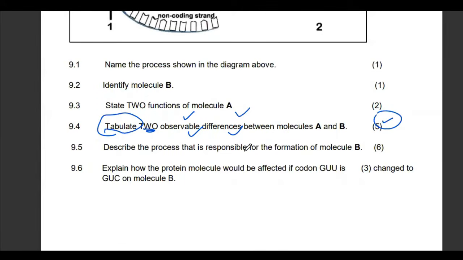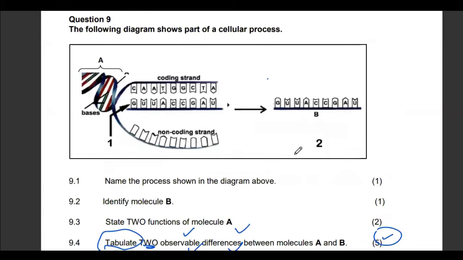Describe the process that is responsible for the formation of molecule B. So here, molecule B is messenger RNA. Why messenger RNA? It's because of this. You see, this is messenger RNA, which has uracil. Therefore, and also only 1 strand is being used. So that's evidence to show that this is transcription, because they're saying this is the non-coding strand, so it means that only this is acting as a template.